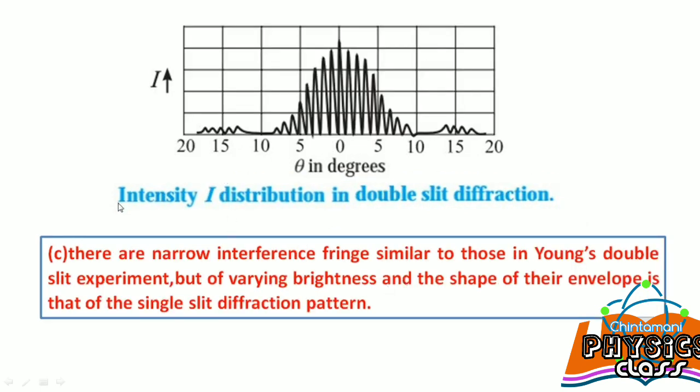Our next graph is the intensity I distribution in double slit diffraction. In the same case, along the x-axis is the value of theta, along the y-axis intensity. There are narrow interference fringes similar to those in Young's double slit experiment, but of varying brightness, and the shape of their envelope is that of the single slit diffraction pattern.